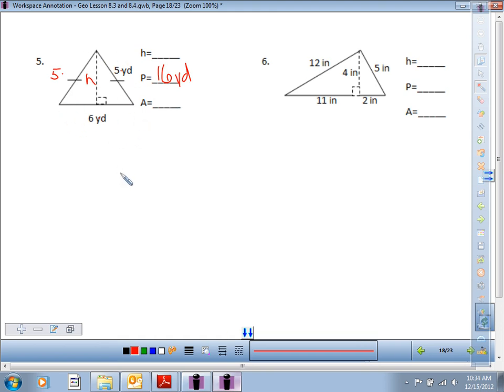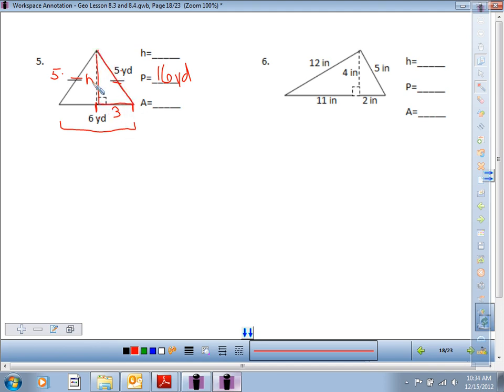Now what we need to do is calculate the height of this guy. So to calculate the height, again, we have an isosceles triangle because we have two equal sides. What we need is the distance from here to here. Well, if this whole side is 6, take a wild guess at what this side is. 3. Alright, now what we have is a handy-dandy little right triangle inside there.